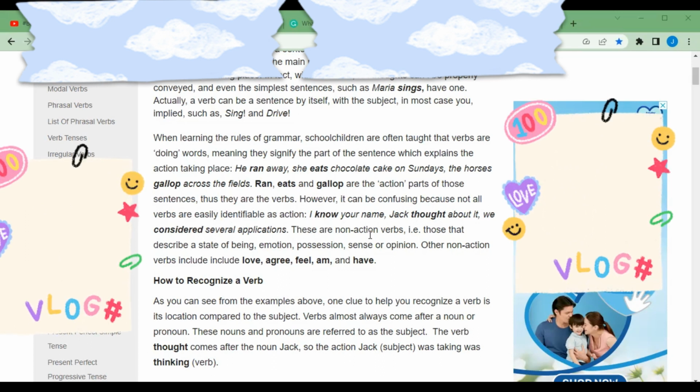These are non-action verbs: know, thought, and considered. Those describe a state of being, emotion, possession, sense, or opinion. Other non-action verbs include loved, agree, feel, and have.